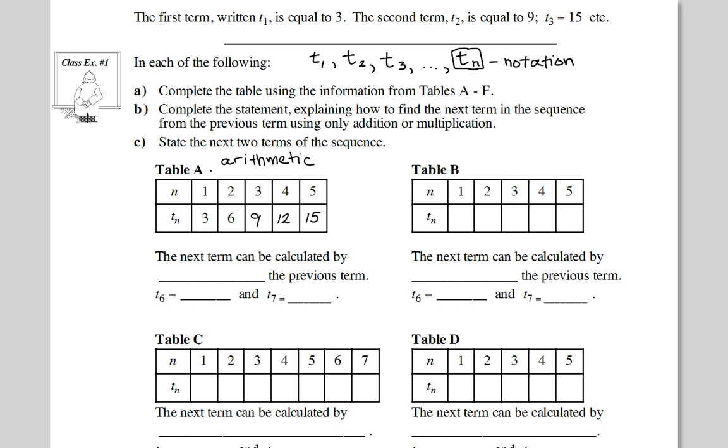Okay, the next term can be calculated by adding 3 to the previous term. So T6 would be 18 and T7 would be 21.